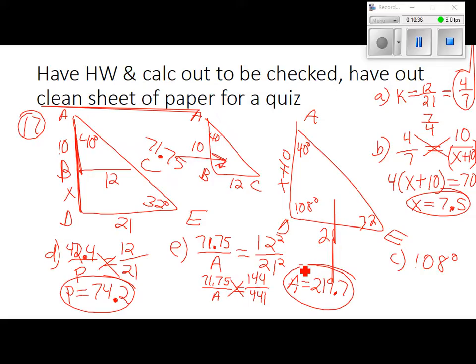F, what's the last thing? I'm not writing this one down because I'm out of space. Segment BC parallel to segment DE, explain your reasoning. They're asking us if that's parallel to that. Daniel's going to look at it and go, yeah, it's parallel. It's not.